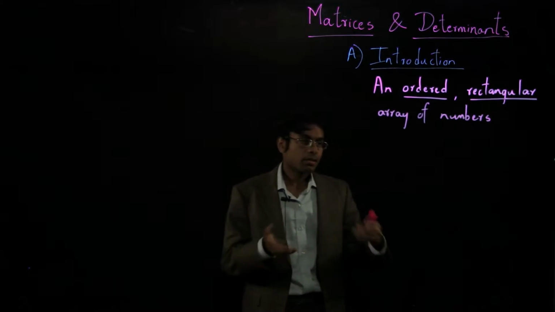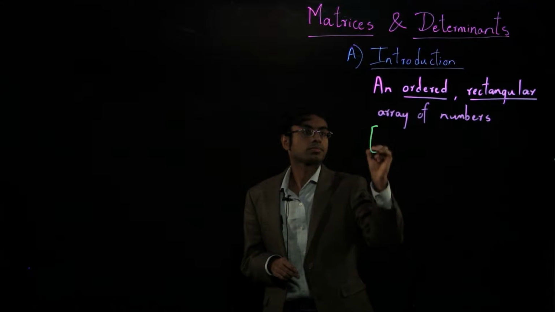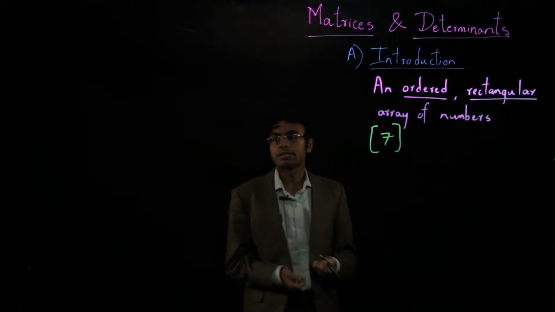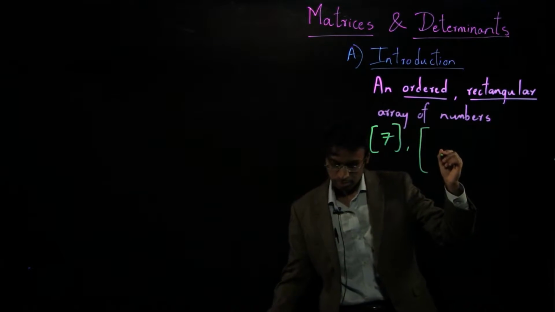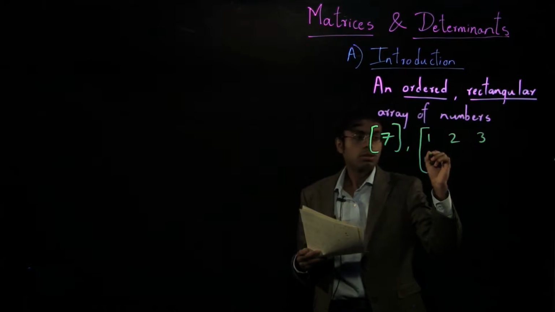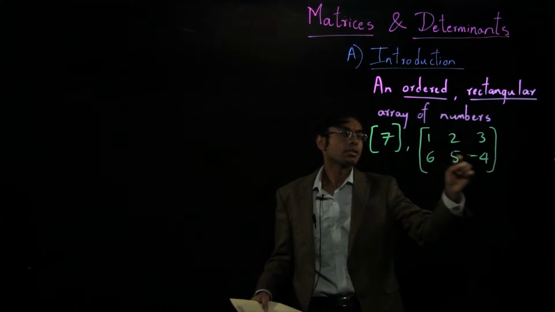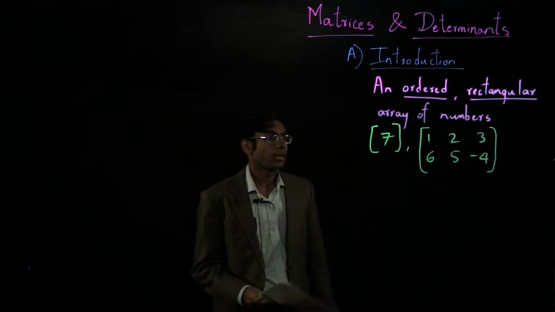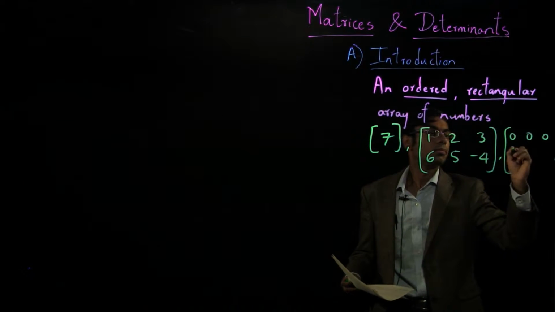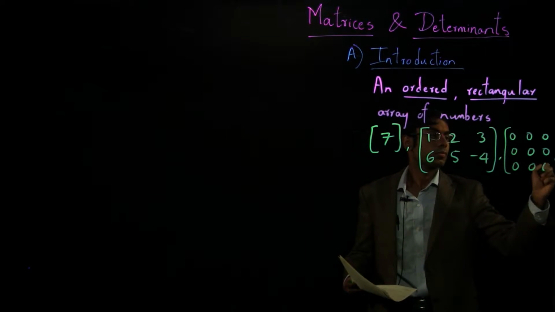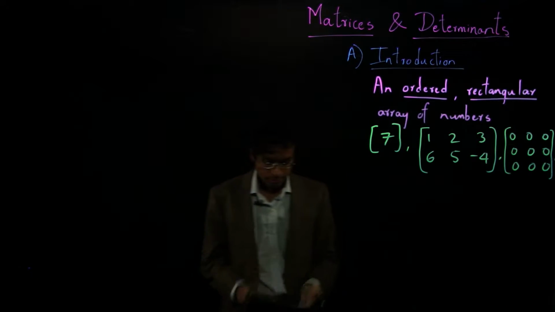And so let's start off with some examples. What is an ordered array of numbers? You can have something like just the number 7. This is a matrix. It's a 1 by 1 matrix. It has just one element. Or you could have something like this, a rectangular array. You have 2 rows and 3 columns. So this is a rectangular array of numbers. It's a matrix. Or you could have something like this, where the whole set of numbers is square. All the elements are the same, but it is also a matrix.